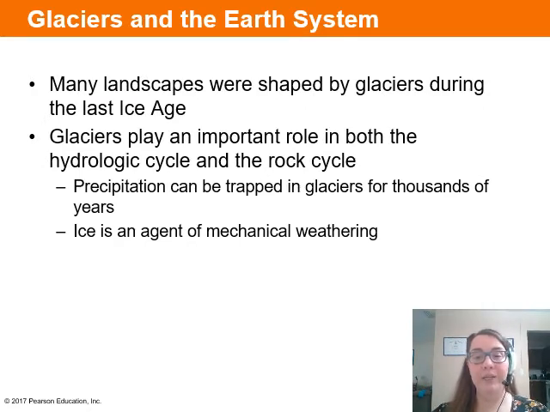And we'll talk later, but during our Quaternary period of Earth's history, in the last 2 or 3 million years, we see periods of time where there are a lot of glaciers, and then we see other periods of time where there are very few glaciers on the Earth.